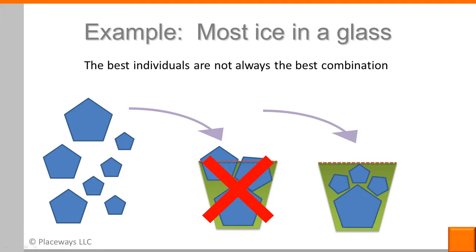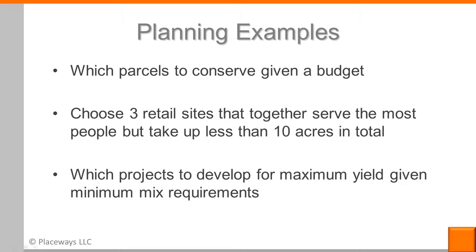That's a conceptual example. Here's a few planning examples. The most classic is which parcels to conserve given a budget. You're trying to maximize your conservation value, but you only have so many dollars to spend. Another example is, let's say you had to choose 3 retail sites that together serve the most people, but also take up less than 10 acres of land. And then the third example is a more complex but real-world example in which you're trying to decide which projects to develop, and you want to get maximum yield, but you also have minimum requirements for, say, mix of residential and commercial. So let's look at a real example in CommunityViz.